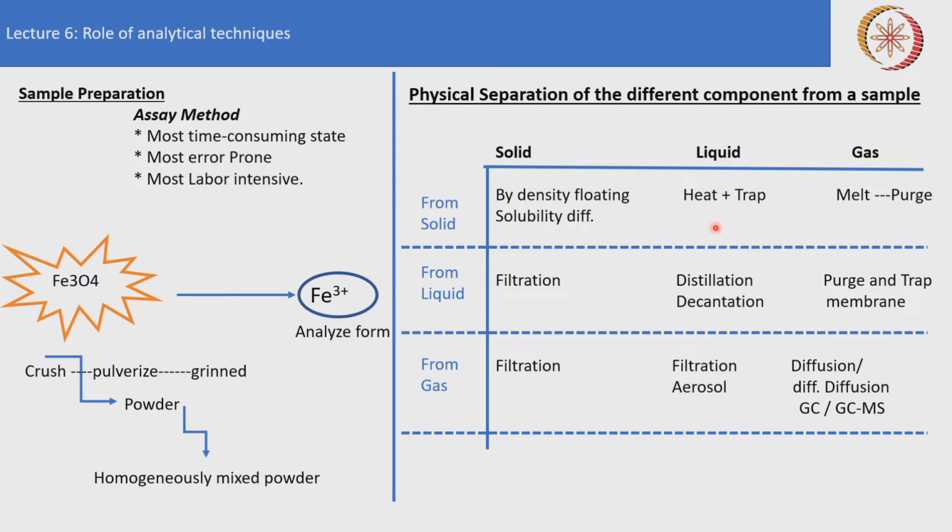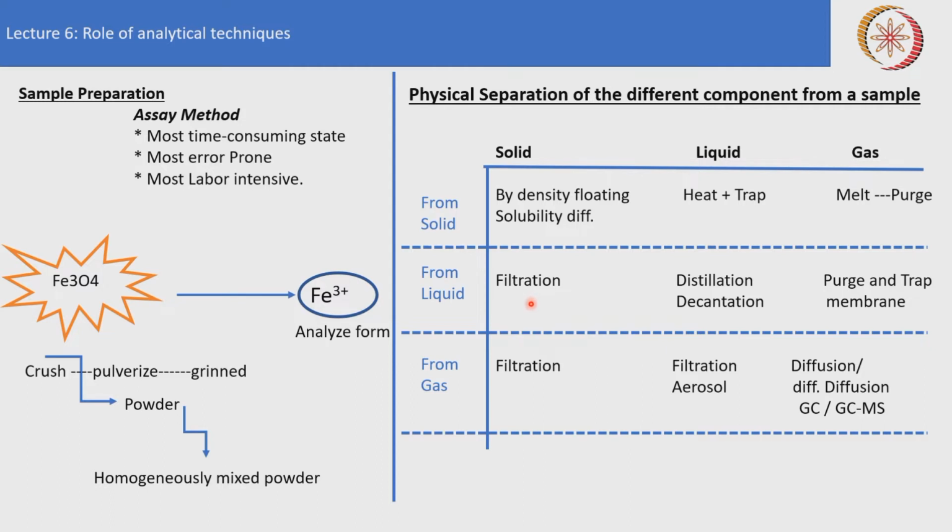If you want to separate liquid from solid, you can heat the sample, and after heating the sample will melt, so that you can separate the liquid from the solid sample. If it contains some gas, then you can heat and purge the sample with some inert gas like nitrogen or argon, so that whatever component is there will come out, and you can trap that gas with a membrane which can specifically trap that particular gas.